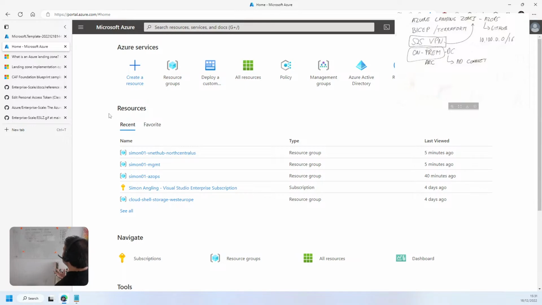I like Bicep because it's a Microsoft technology and it's always updated, but there are times that I need to do multi-cloud deployments. So deployments which include Azure, but also include other cloud providers. So Terraform might be good.